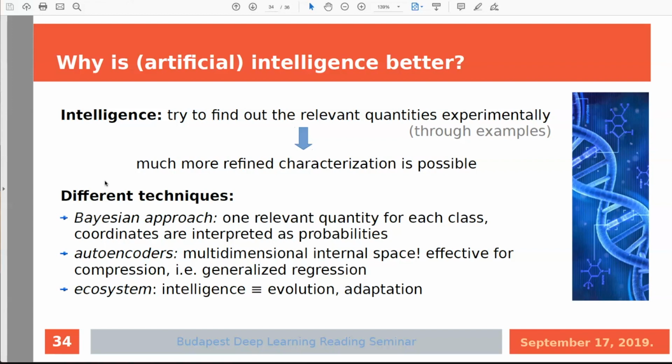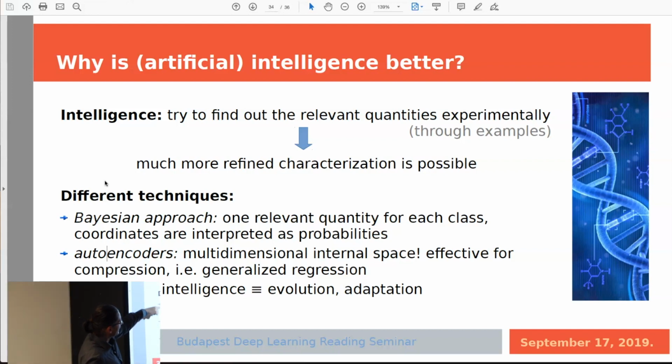And we know different techniques which nicely fit in this framework. For example, in the Bayesian approach of classification, we assign one relevant quantity to each class, and these coordinates are interpreted as probabilities, as probably you all know. In the case of autoencoders, there is a multi-dimensional internal space, a multi-dimensional coordinate space, and these are the relevant coordinates in the middle of an autoencoder. So that's why it is good for compression or generalized regression.